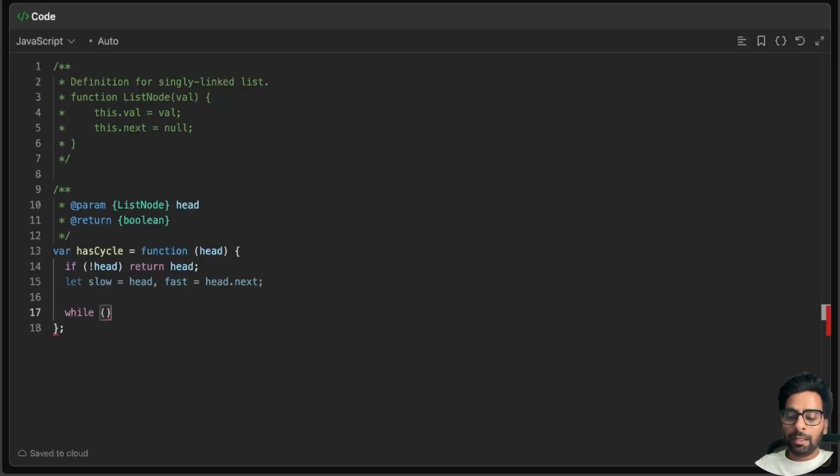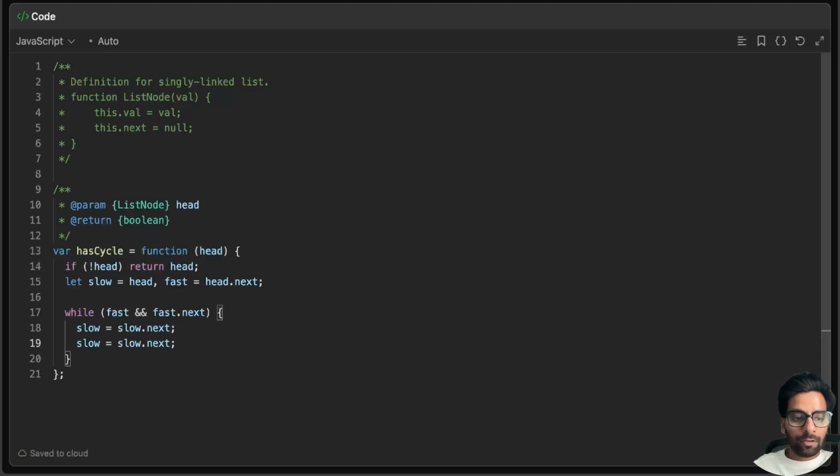Now we will be traversing. Since fast will be moving forward, we have to check the fast values, and if the fast pointer reaches the end, then we will stop. Slow will move 1 position at once, and fast will move two positions at once. If at some point slow becomes equal to fast, that means we have a cycle, so we can return true. If that's not the case, we can just return false from here and done.